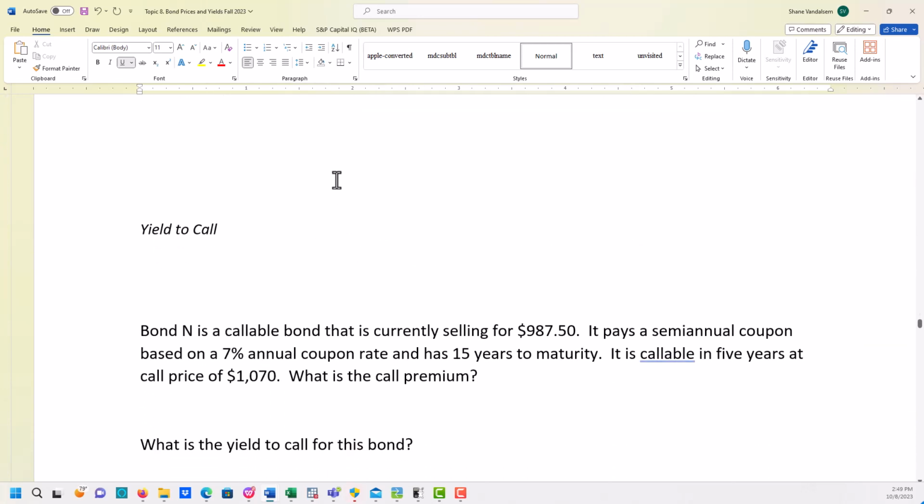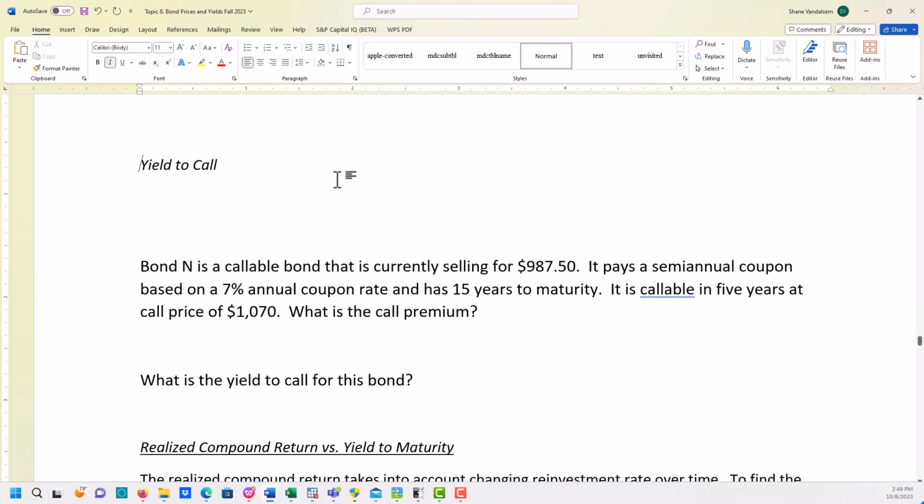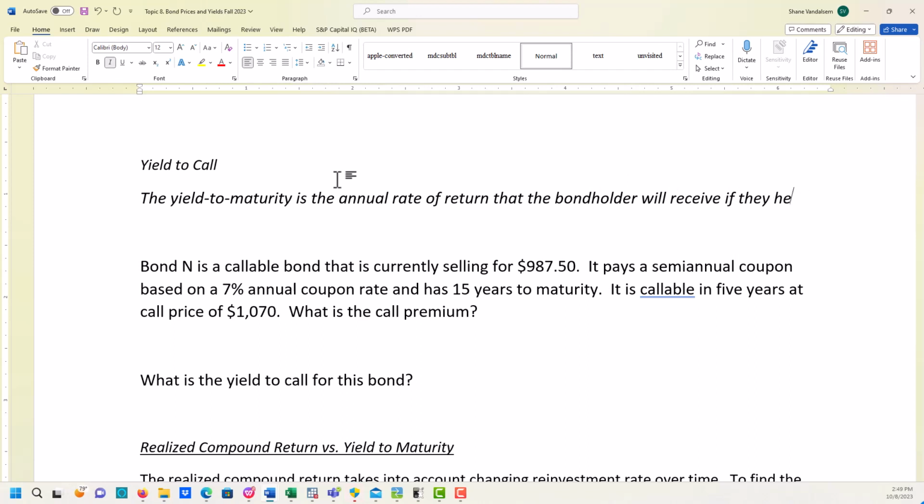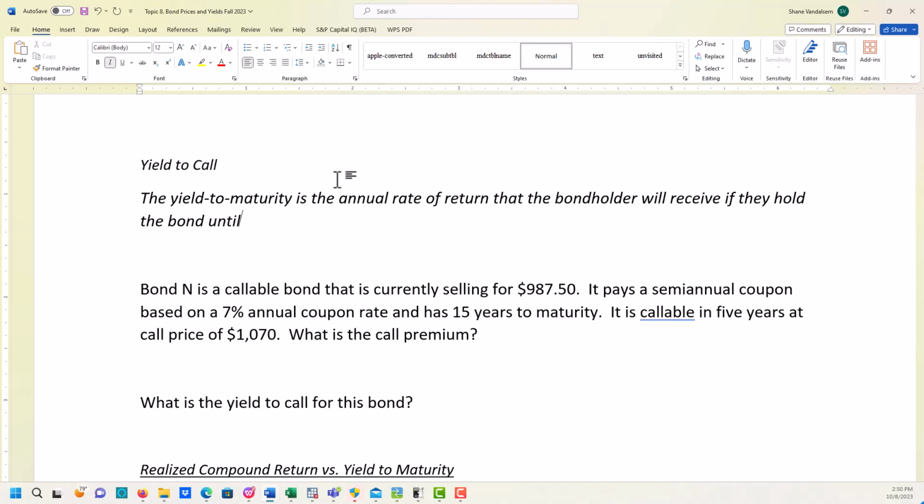The next thing we're going to talk about is the yield to call. The yield to maturity is the annual rate of return that an investor will receive if they hold the bond until the maturity date. The yield to call is the annual rate of return that the bondholder will receive if they hold the bond until the first call date and if the bond is called.